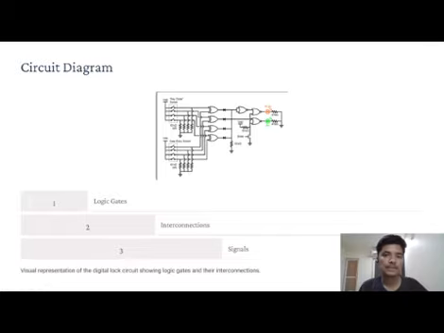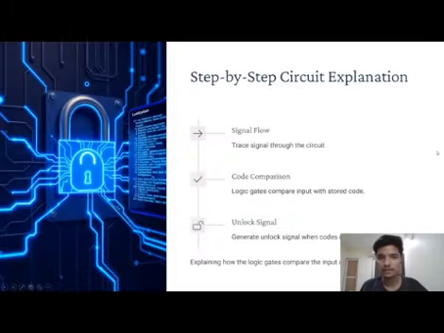So next is circuit design. These are the logic circuit diagrams. We have a 3 key input. These are the preset switches and our input switches, and if the code is exactly the preset code, then it unlocks, and if it is not the preset code, then it does not unlock. So these are the logic gates and interconnection signals. This is a visual representation of the digital lock circuit showing the diagram.